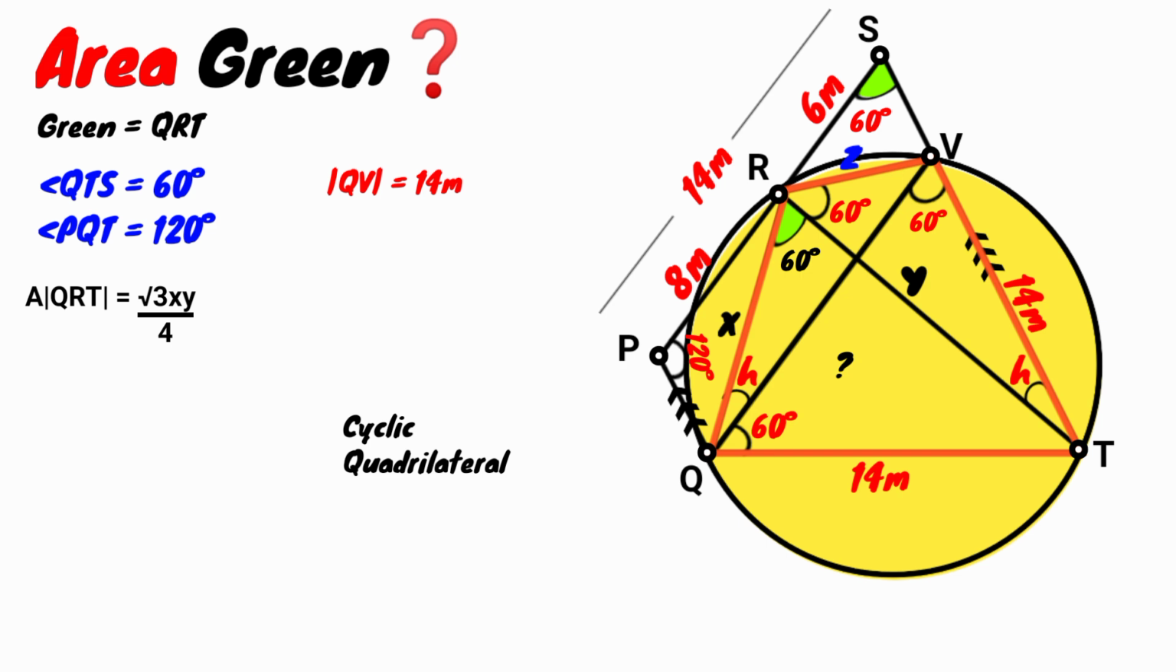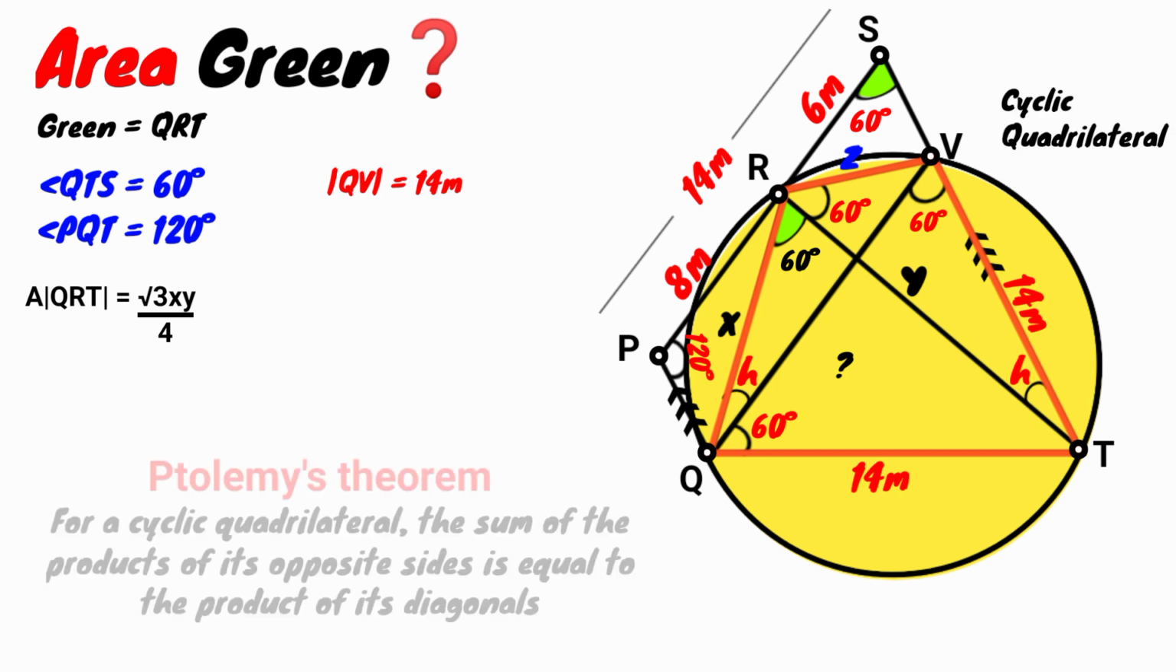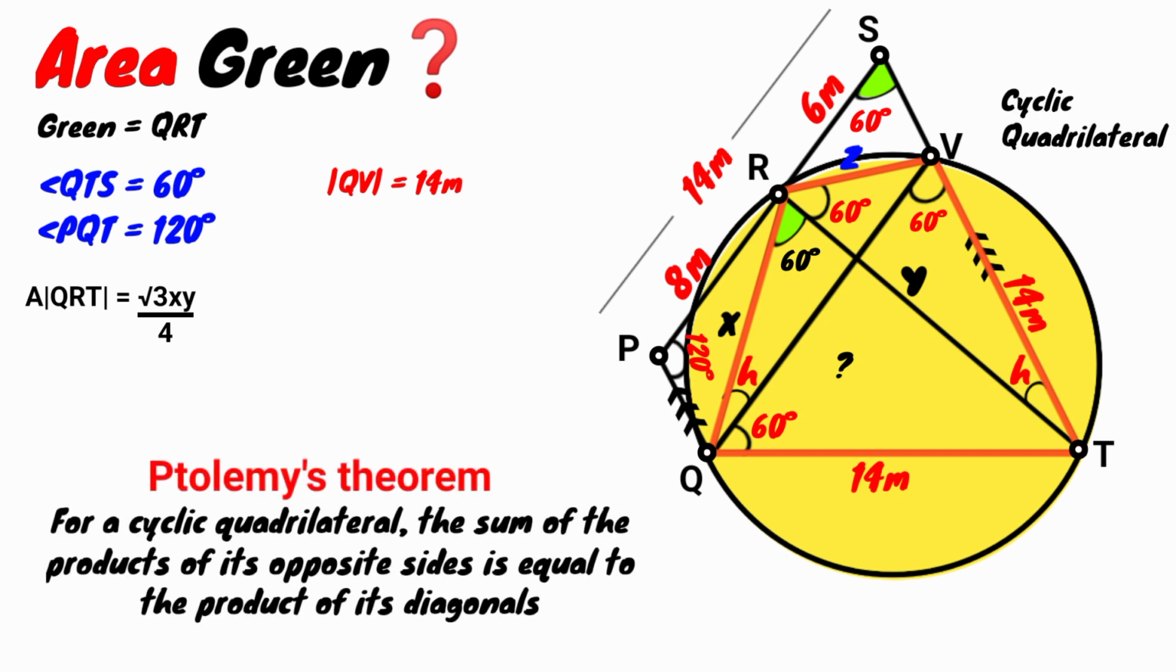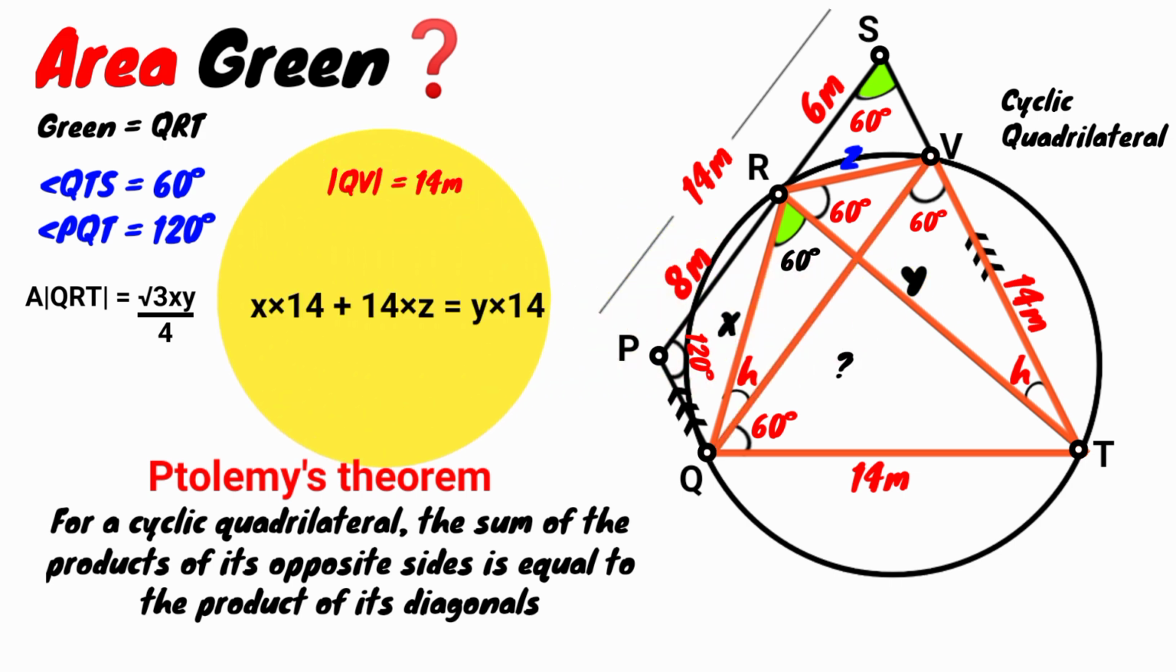Now to this cyclic quadrilateral, we use Ptolemy's theorem, which states that for a cyclic quadrilateral, the sum of the product of two pairs of opposite sides is equal to the product of its diagonals. That is, the summation of the product of this x and this 14 and that of this 14 and this z must be equal to the product of this y and the length of this line QV. So x times 14 plus 14 times z equal to y times 14.